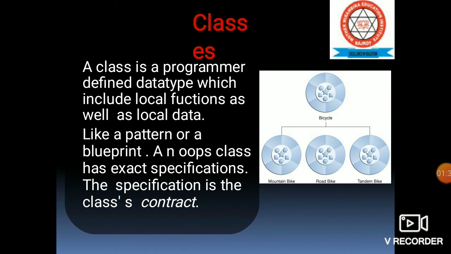Class is the programmer defined data type which includes local functions as well as local data. You can think of a class as a template for making many instances of the same kind of object.